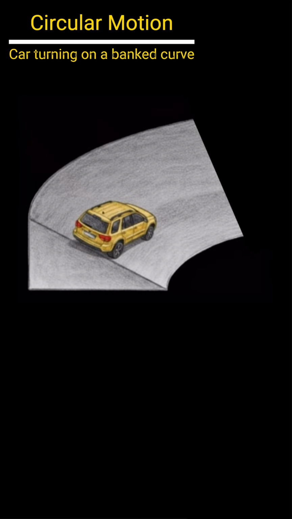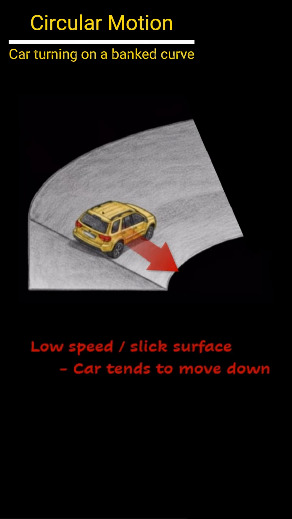In the first scenario, imagine the vehicle is traveling at a low speed, or maybe the bank surface is slick. In this situation, the car tends to slip down the bank, right? So in this case, you'll be finding the conditions needed to prevent that downward slide.